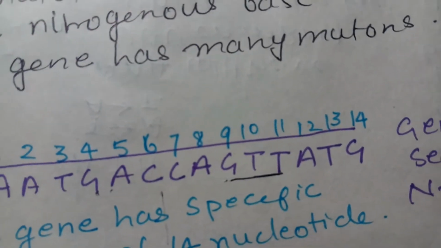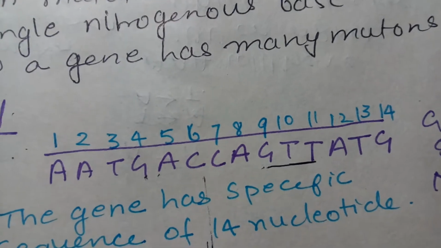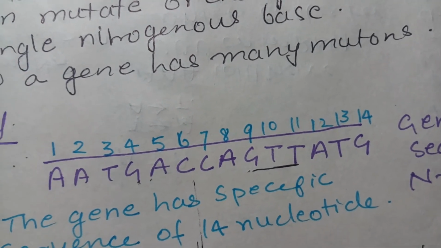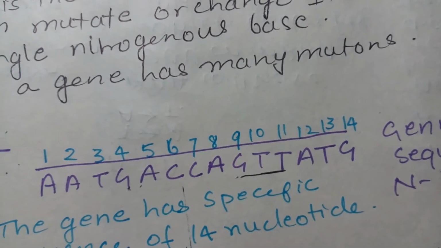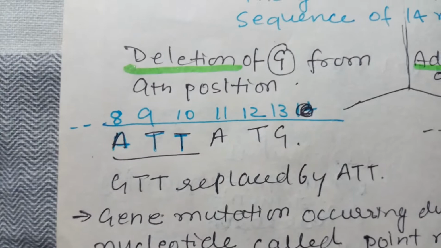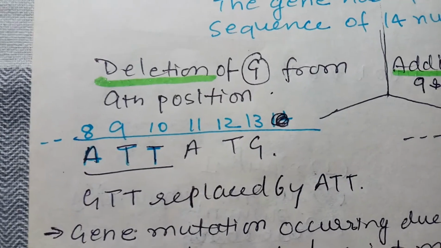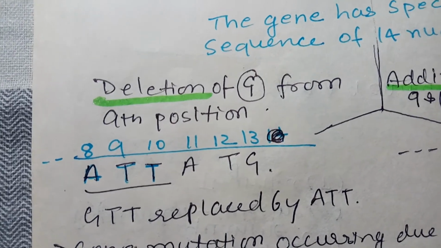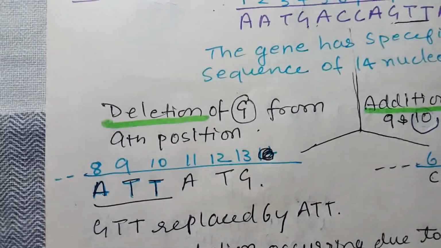Okay, so if there is deletion of G from position 9, then whatever is at position 10, that is T, will be shifted to 9, and the T at 11 will be shifted to 10. So here we can say GTT is replaced by ATT after deletion of the G from position 9.